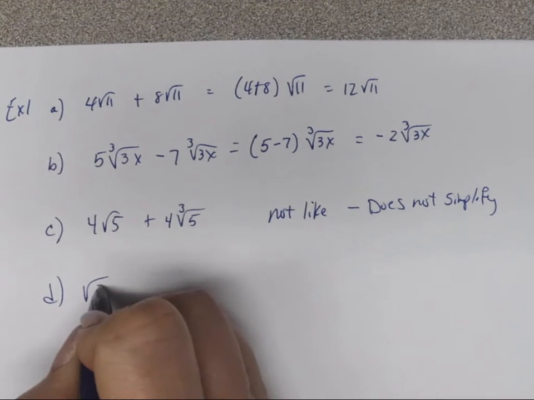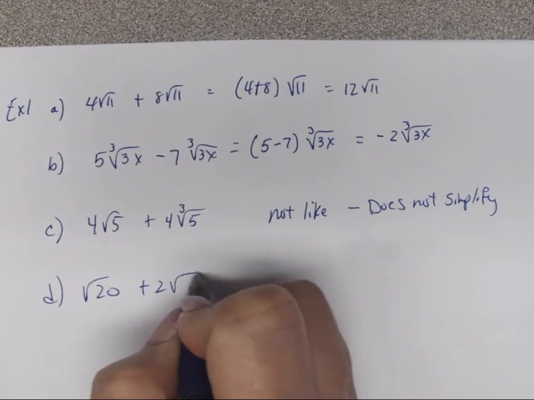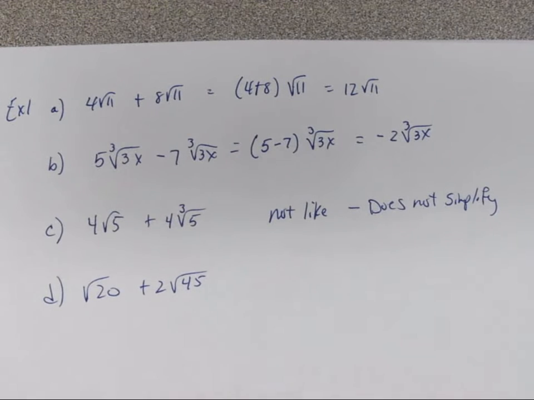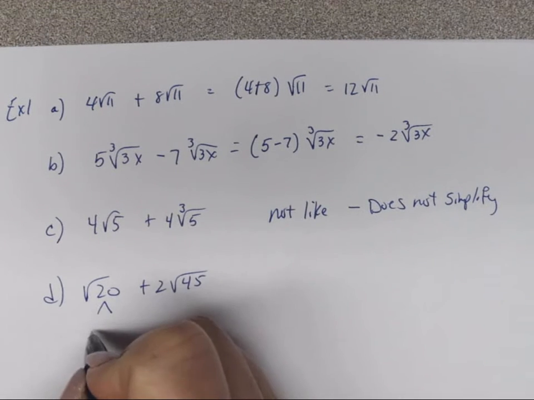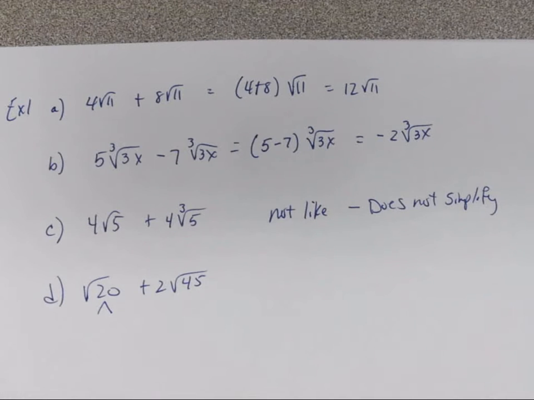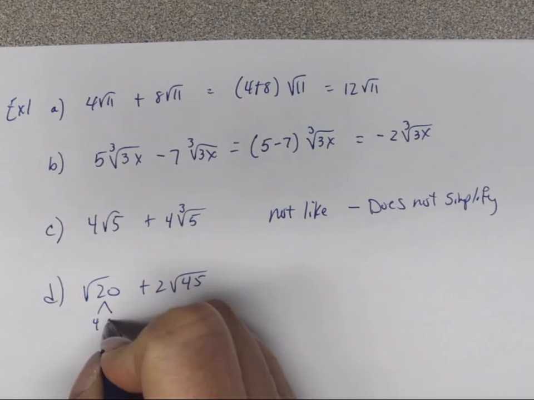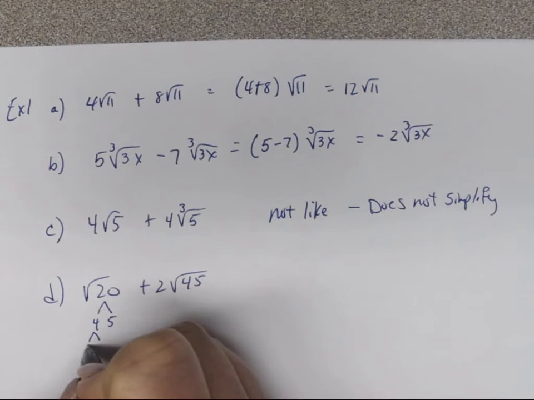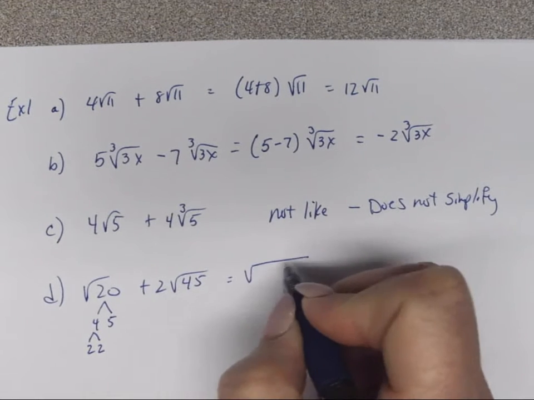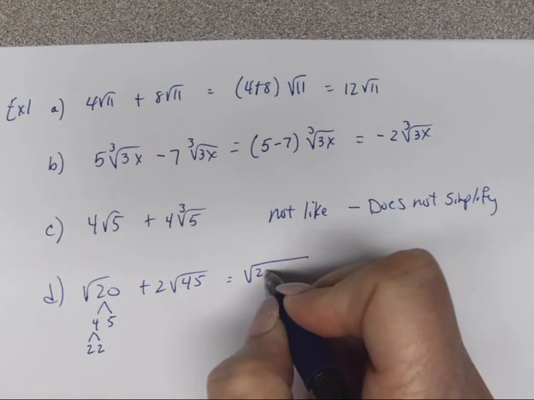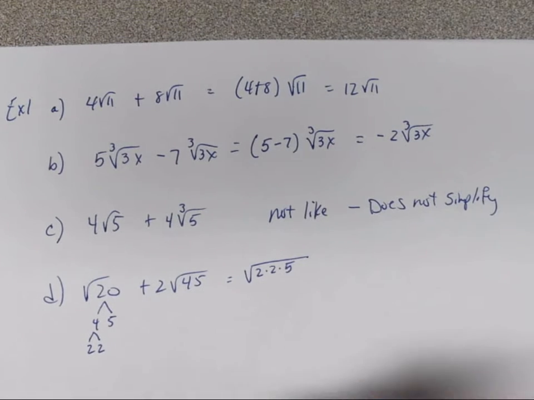All right, if we have the square root of 20 plus 2 square roots of 45, these don't look anything alike, but those can be simplified. So we're going to do that. So 20, you just need to pick two factors. You can do 2 times 10, 4 times 5. It doesn't matter. I'm going to do 4 times 5. 4 becomes 2 times 2. So this now has that square root of 2 times 2 times 5.